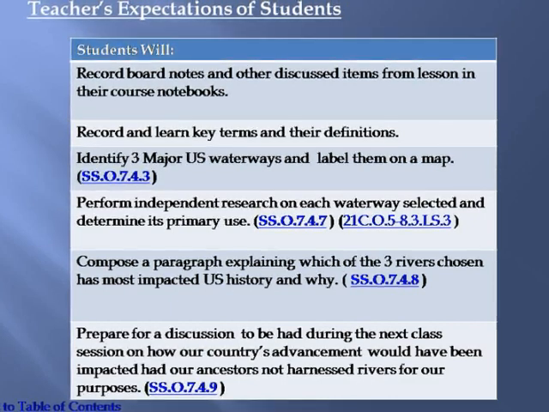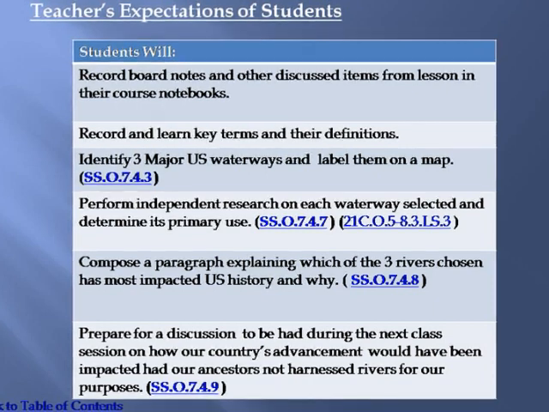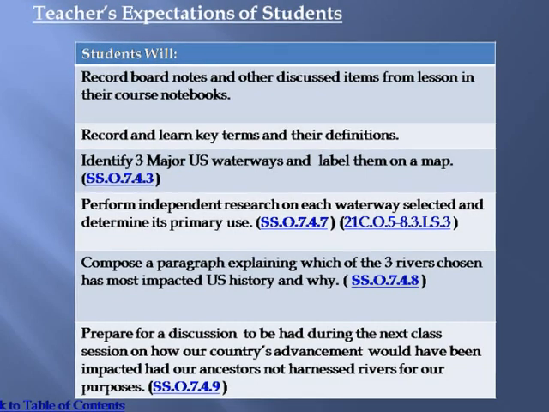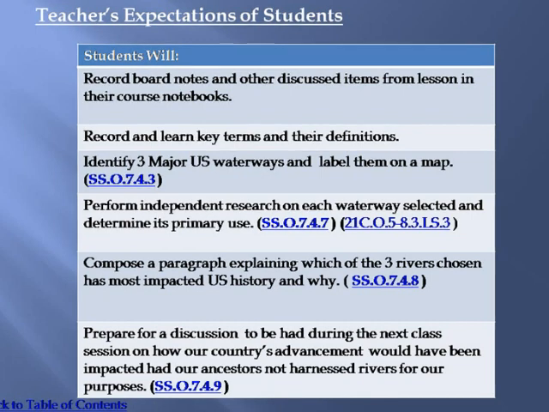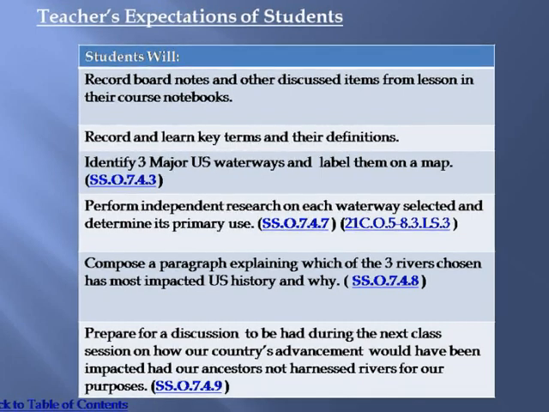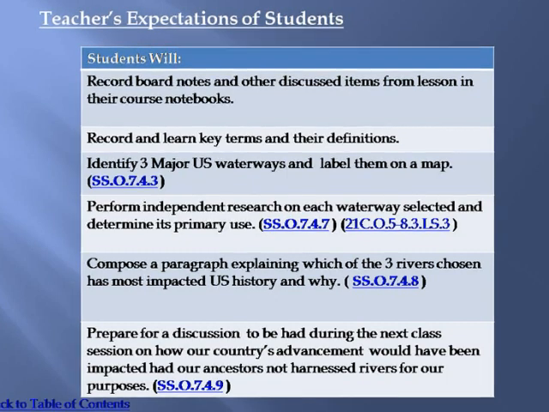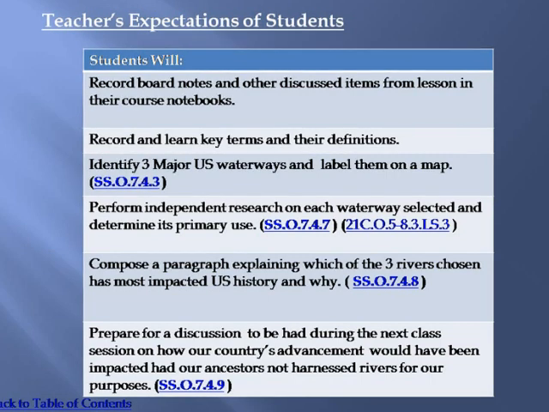I'm going to ask them to compose a paragraph explaining to me which of the 3 rivers that they've chosen has had the most impact on U.S. history and why. And then lastly, for a purpose of independent study, I'm going to ask them to prepare a discussion to be had during the next class session on how our country's advancement would have been impacted had our ancestors not harnessed rivers for our purposes.